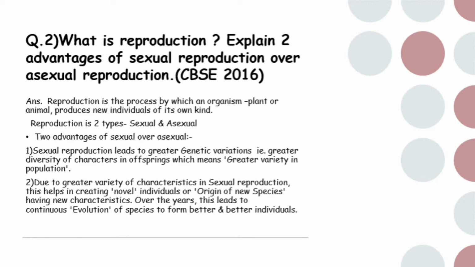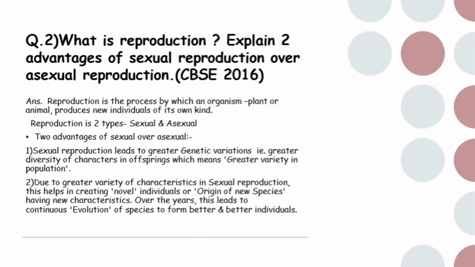In sexual reproduction, the male gamete, that is the sperm, combines with the female gamete, that is the ovum. At that time, the nucleus of the sperm carrying the DNA combines with the nucleus of the ovum, which also carries the DNA. When the DNA from the two parents, the father and the mother, combine, they combine in various different combinations, and there is mixing of the DNA or the genes in the offspring. And this mixing leads to genetic variations in the offspring. And these genetic variations lead to greater diversity of characters in offsprings, which means greater variety in population. So this is advantage number 1.